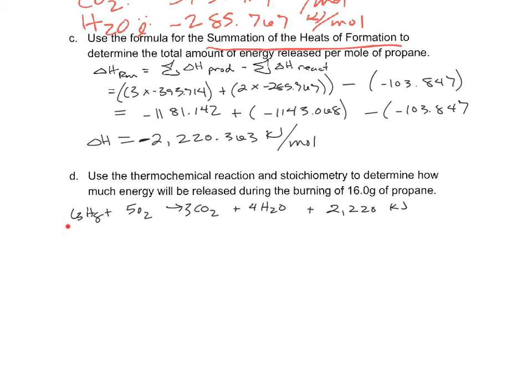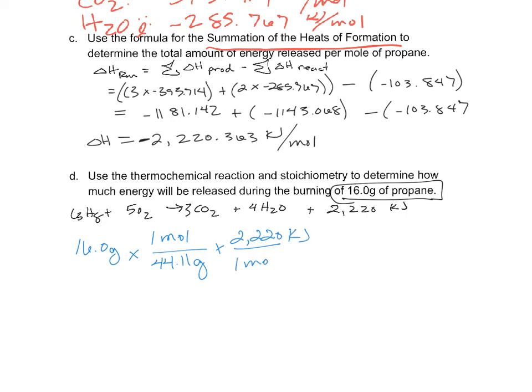Continuing with this problem, if you have 1 mole of propane, you release 2,220 kilojoules. You don't have 1 mole though, you have 16 grams. So if you have 16 grams of propane, you have to change it into moles. So 1 mole of propane, if you look up the molar mass, so you use all of the elements, add them together, you should have 44.11 grams. And from here, 1 mole releases 2,220 kilojoules. So you have this problem set up in a way where you can just multiply across the top, divide by the bottom, you end up with 805 kilojoules.